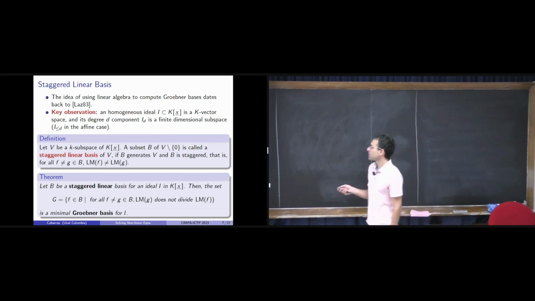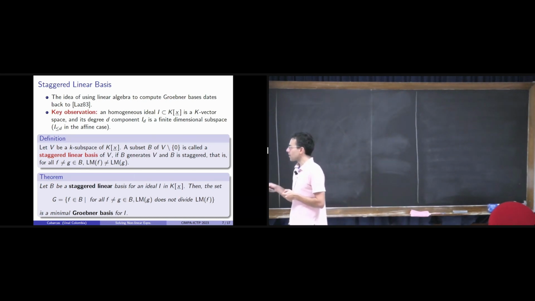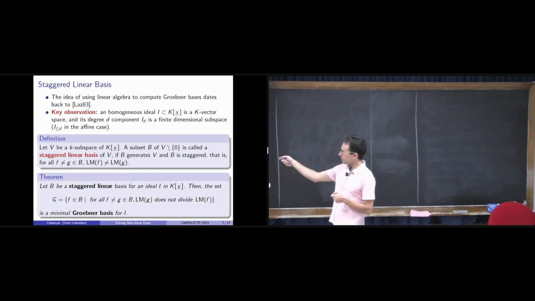And there's a reciprocal to this theorem. So if you have a Groebner basis, you can compute a staggered linear basis from the Groebner basis. But I'm not interested in that either. I'm gonna just prove that from a staggered linear basis, you can compute a Groebner basis for the ideal.